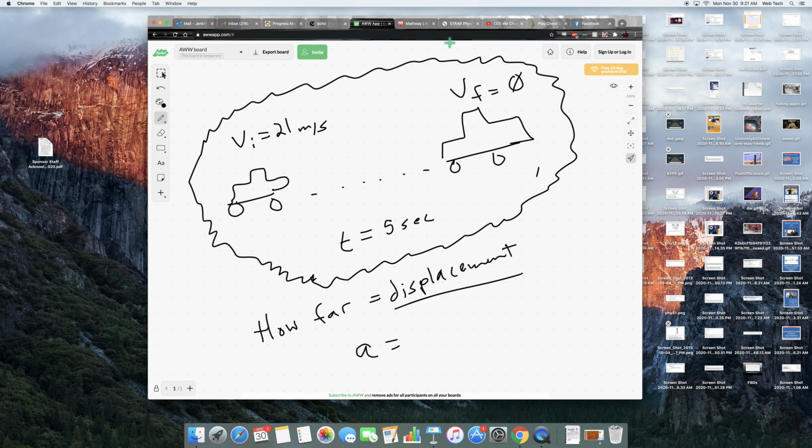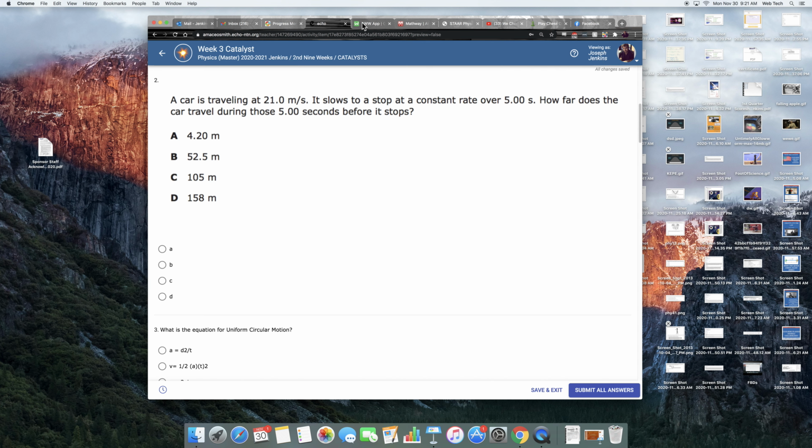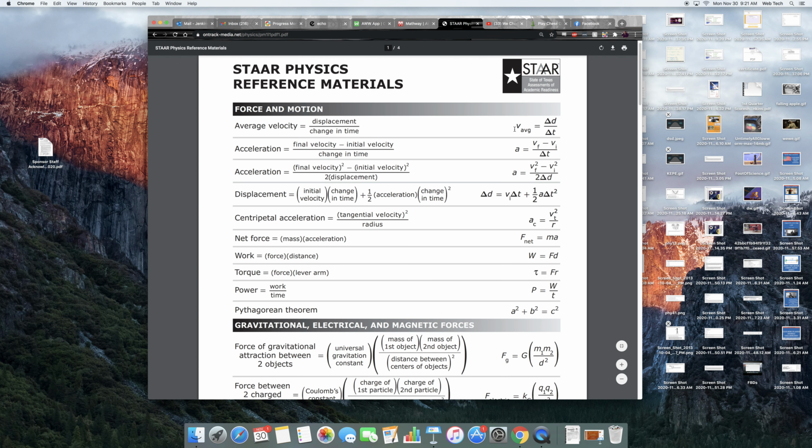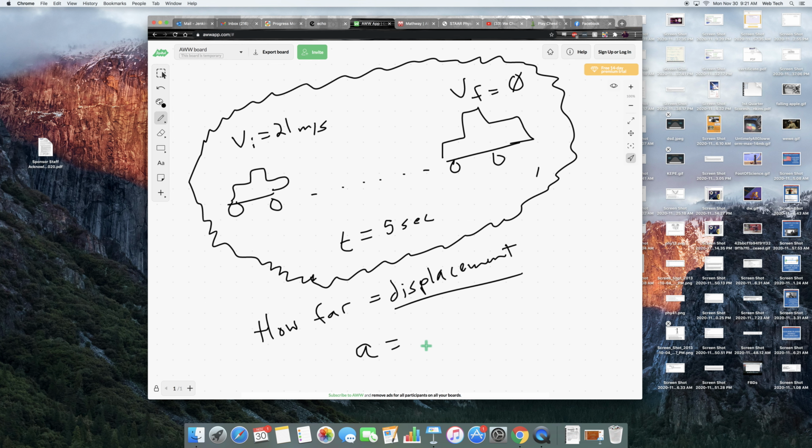Acceleration is, and I'm going to look back on my formula chart, final velocity minus initial velocity divided by time. That's what acceleration is. Final velocity minus initial velocity divided by time, isn't it? It's final minus initial divided by time, y'all. I know the acceleration. What's the final? 0 meters per second. What's the initial? 21 meters per second.